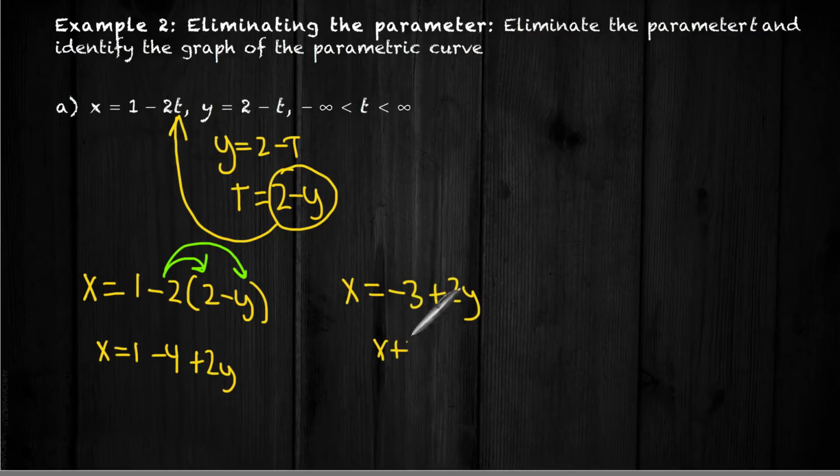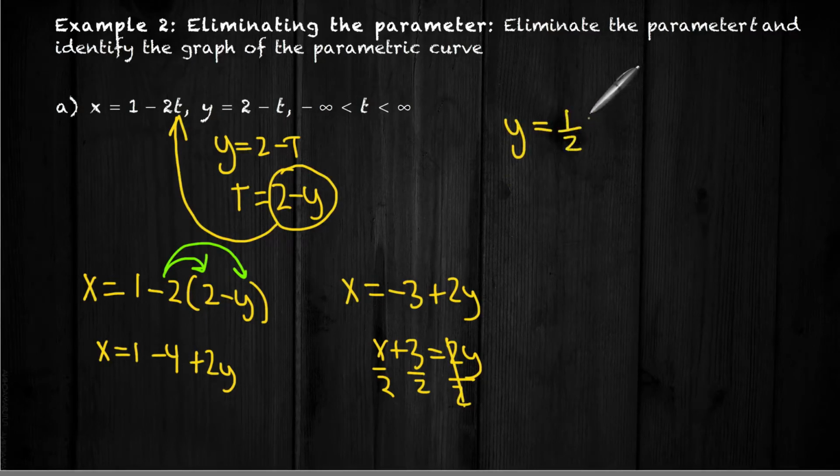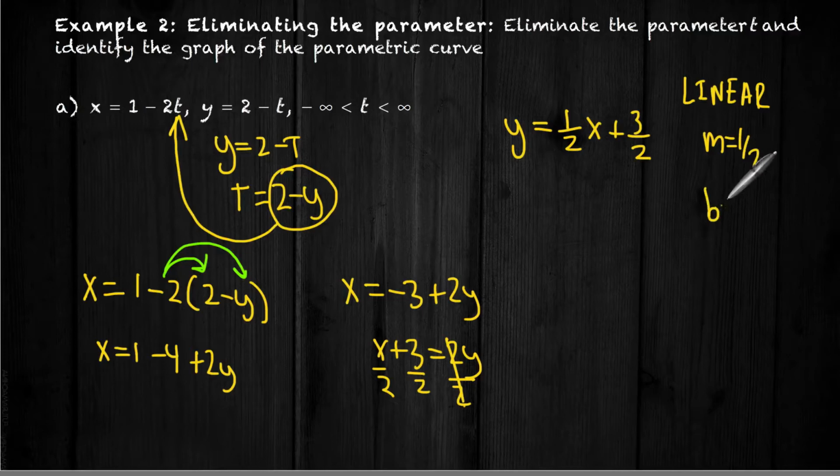So x plus 3 equals 2y. Divide all three terms by 2, and this will cancel. So your final answer is going to be y equals 1/2 x plus 3/2. And so we can identify this as a linear function with a slope of 1/2 and a y-intercept of (0, 3/2). And that's how you eliminate the parameter t for these parametric curves.